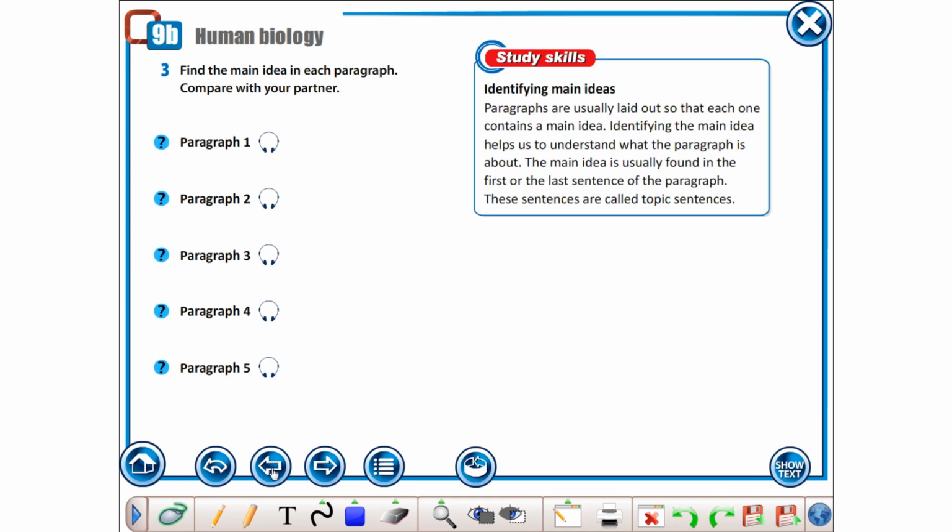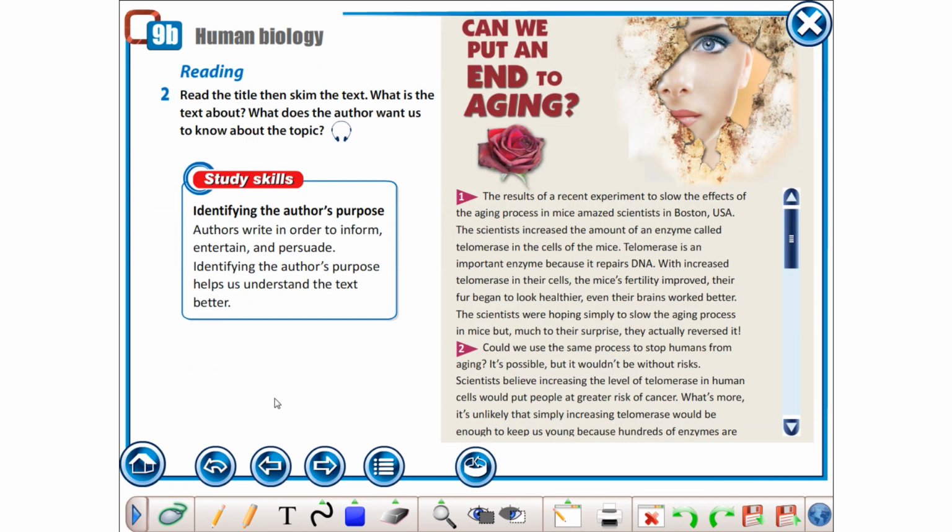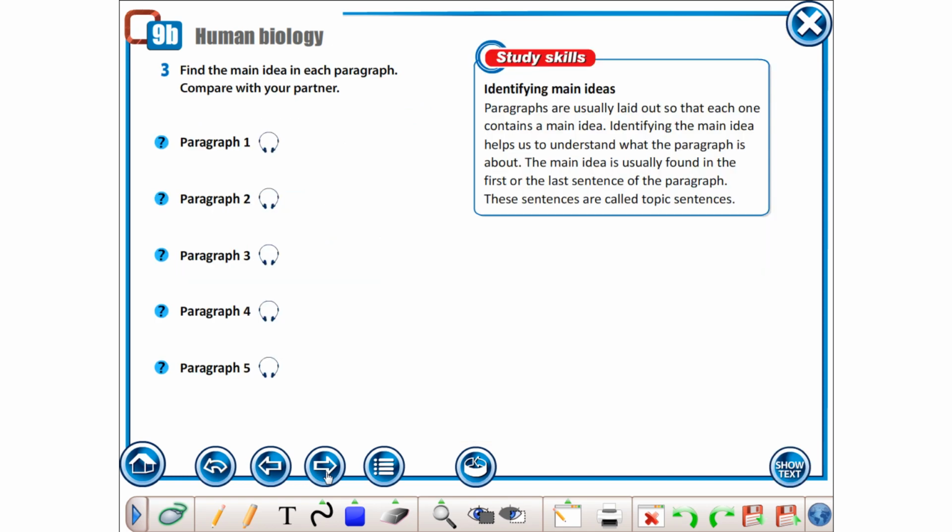Окей, и мы возвращаемся с вами ко второму упражнению, к третьему упражнению. Find the main idea in each paragraph. Compare with your partner. Вам нужно найти основную идею в каждом параграфе и сравнить, правильно ли вы сделали.